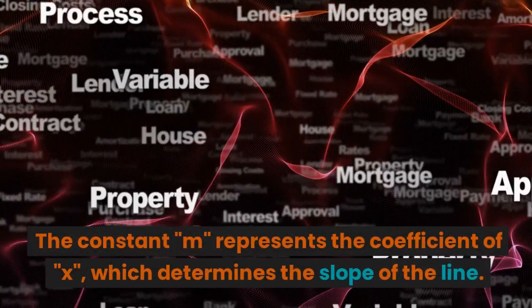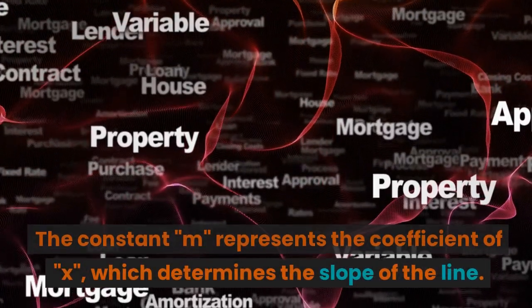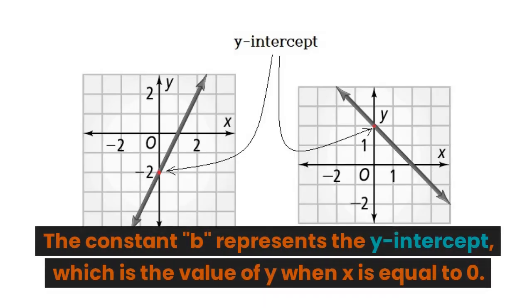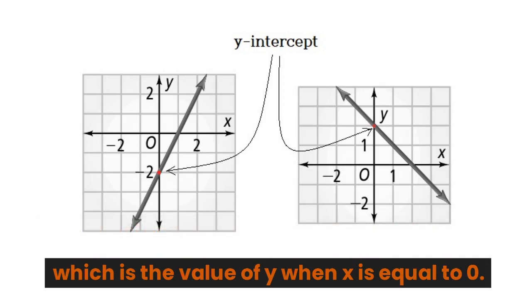The constant m represents the coefficient of x, which determines the slope of the line. The constant b represents the y-intercept, which is the value of y when x is equal to 0.